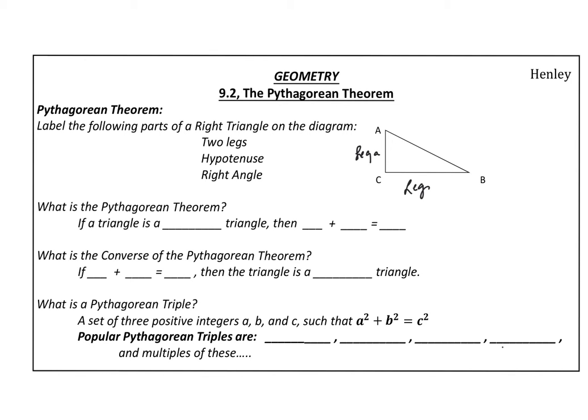That's personal choice. Now, the hypotenuse is across from the right angle. So first, let's mark the right angle, and the hypotenuse is across from it. So hypotenuse.